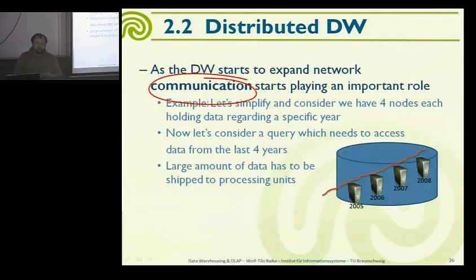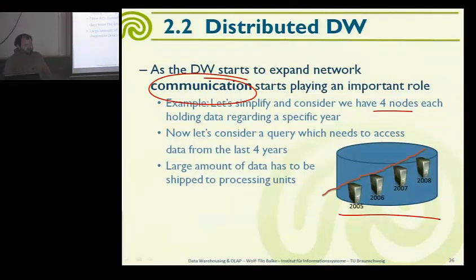So consider we have 4 nodes, each having the data for a specific year, and if you now consider a query which needs to access all the data from the different years, right, and do a join with them, then you have to ship it into a single place, right, to do the join.